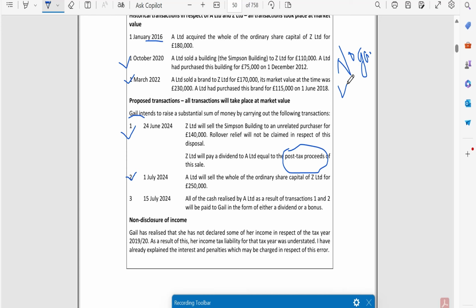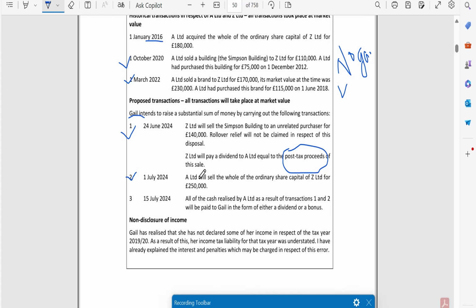So at this point, your mind should give hints like this, right? And the other thing: as the shares have been sold, if one company is selling the shares of another company, in that case remember the substantial shareholding rules, where the investing company owns at least 10% for 12 months in the last 6 years, then the gain will be exempt.